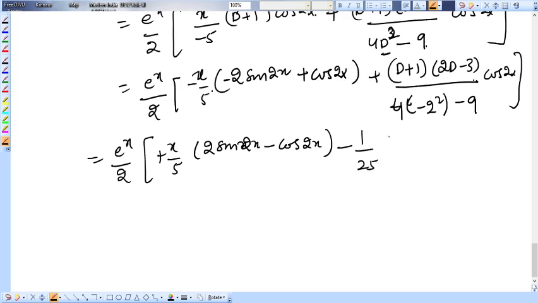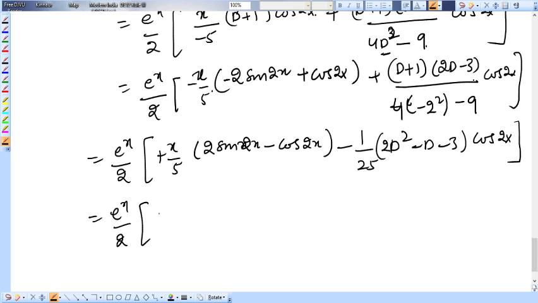So numerator would be 2D square, multiplying this numerator with each other, we get 2D square minus 3D plus 2D, which is minus 1D and minus 3. Okay, cos 2x. So in this way it would become x by 5, 2 sin 2x minus cos 2x minus 1 by 25.